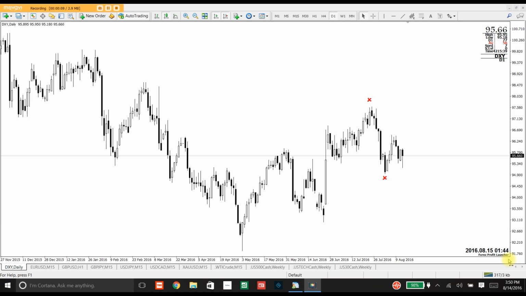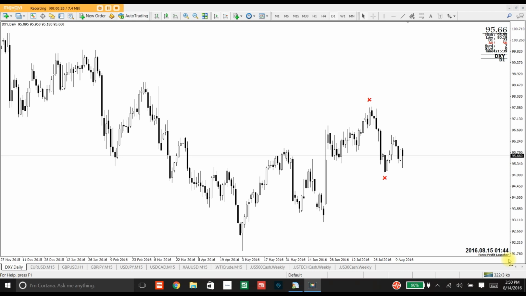Today I want to talk about support and resistance and how it applies to us as price action traders. And it's an important topic that you're going to have to master as a new aspiring Forex trader. So let's go ahead and dive right into it.